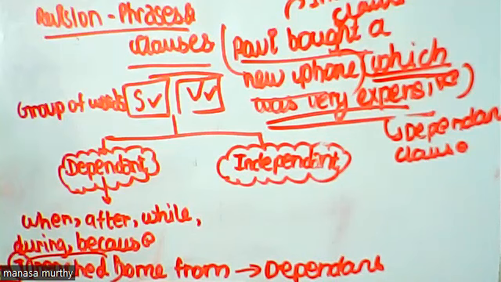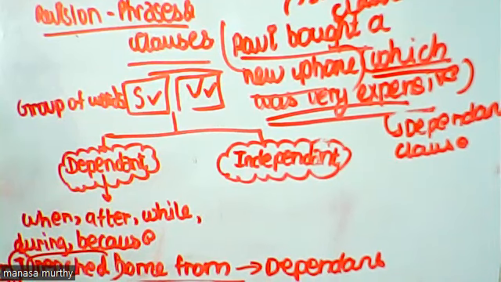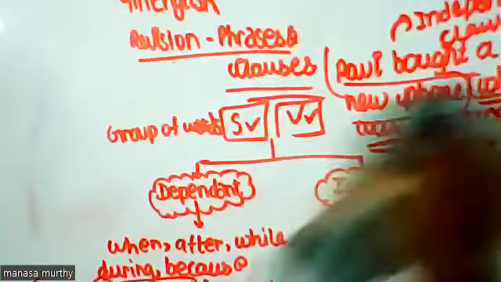I'm going to write three to four sentences, and please let me know which half of the sentence is a dependent clause and which is an independent clause. I'll check whether you are able to identify which is dependent and which is independent.